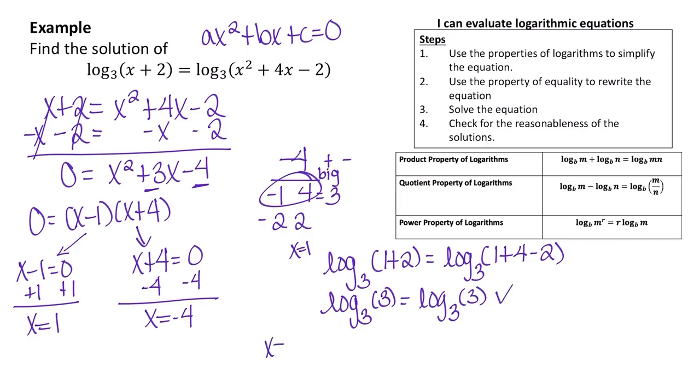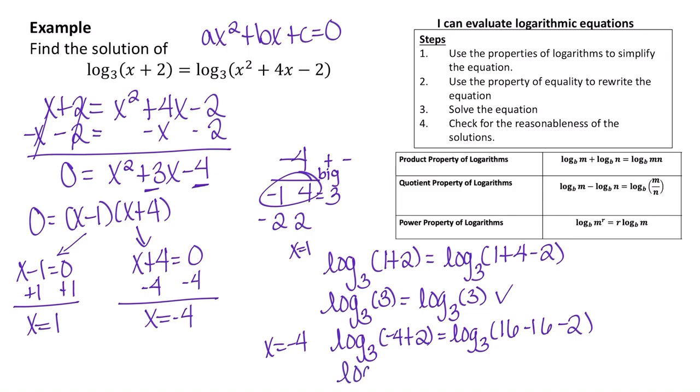Now let's plug in x equals negative 4. So we have the log base 3 of negative 4 plus 2 equals the log base 3 of negative 4 squared, which is 16, plus 4 times negative 4, so that's negative 16, and then minus 2. And that tells us the log base 3 of negative 2 equals the log base 3 of negative 2. Since we can't take the log of a negative number, this is going to be an extraneous solution. So x equals 1 is going to be the only solution that works for this equation.